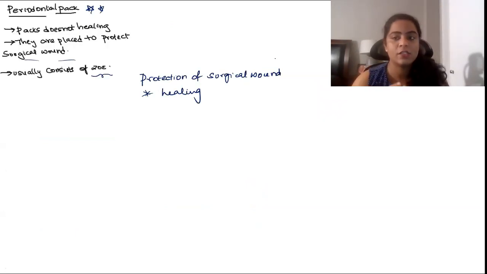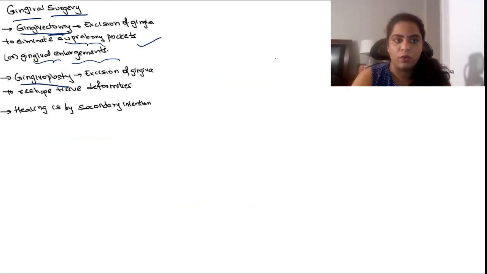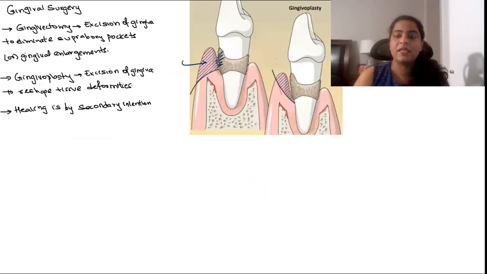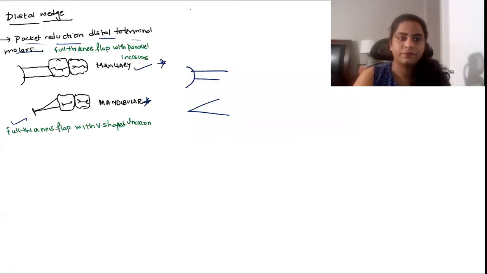Now, periodontal pack consists of zinc oxide eugenol, and it does not help in healing at all. It is only used to protect the surgical wound. Gingival surgery: gingivectomy, gingivoplasty. Gingivectomy is excision of gingiva, and gingivoplasty is also, but gingivectomy is more severe as compared to gingivoplasty. Here you can see how much of the gingiva is removed in case of gingivectomy, versus gingivoplasty.